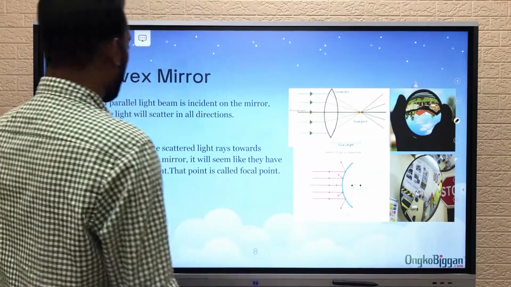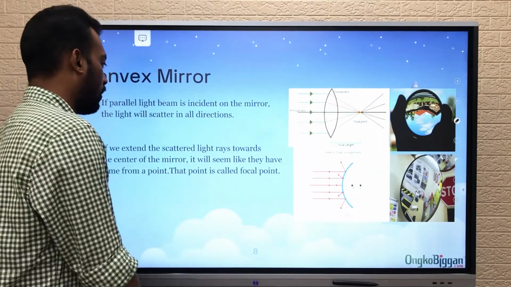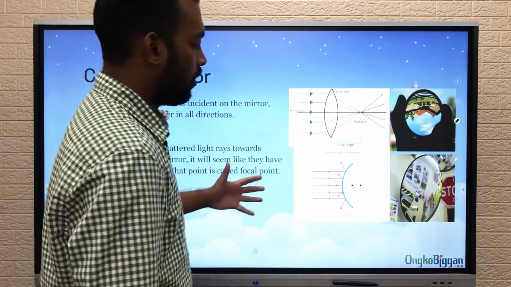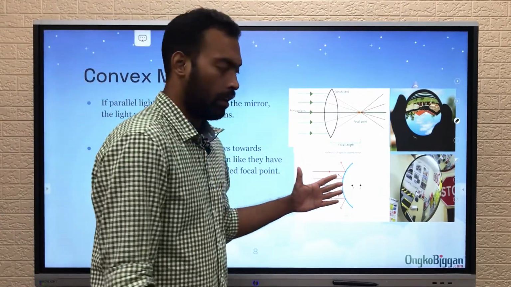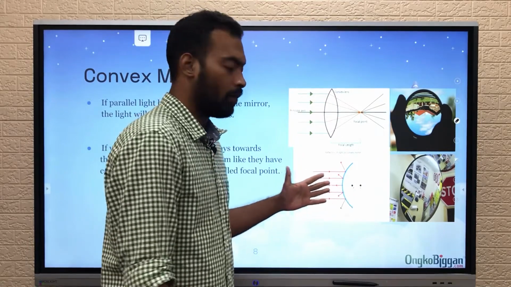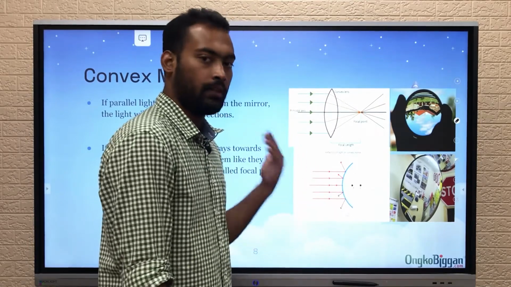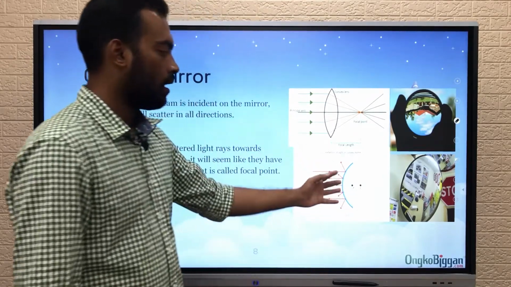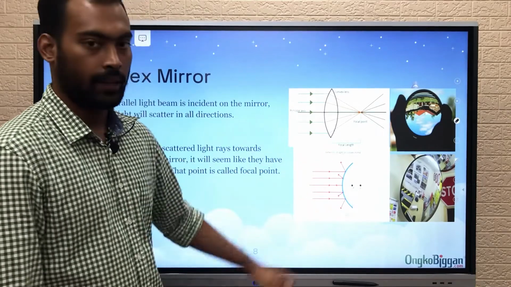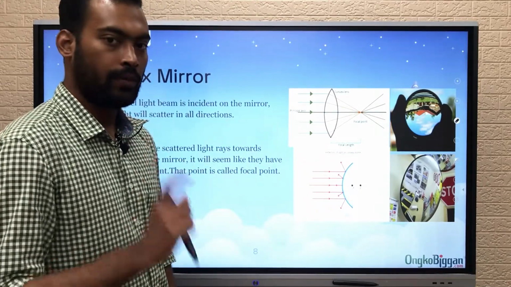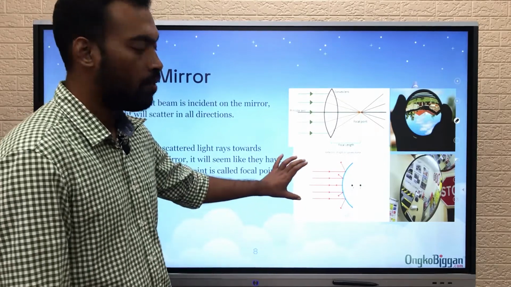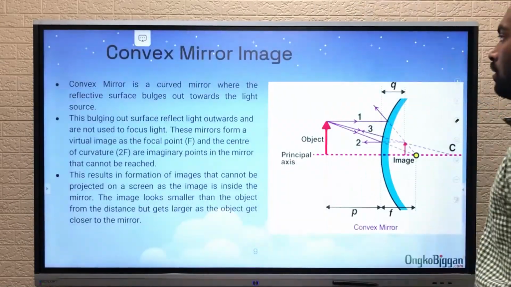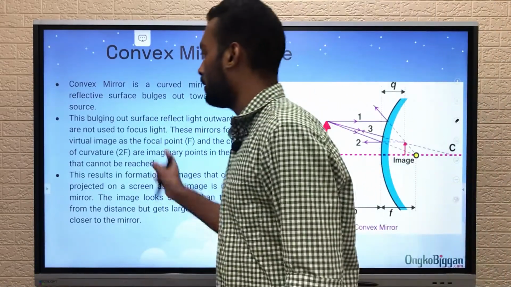So this is what the convex mirror looks like, and this is how the light beams work. The rays of light fall parallelly, but they will not reflect back parallelly. The light will scatter at different angles, and a certain image will form, and that image will not be equal to the image of the object. We will see this further in this slide.